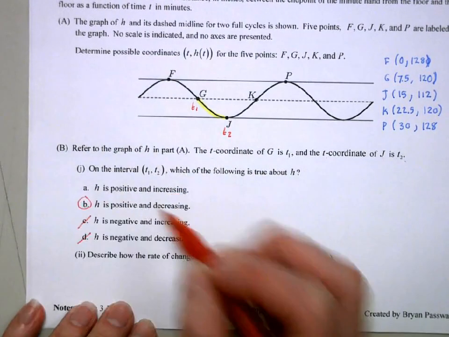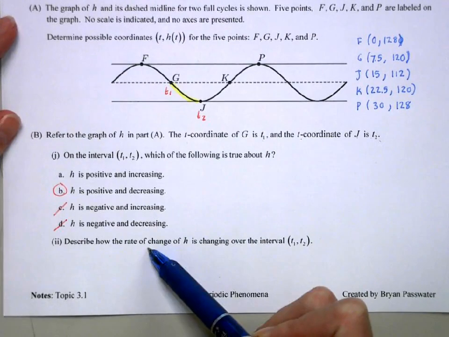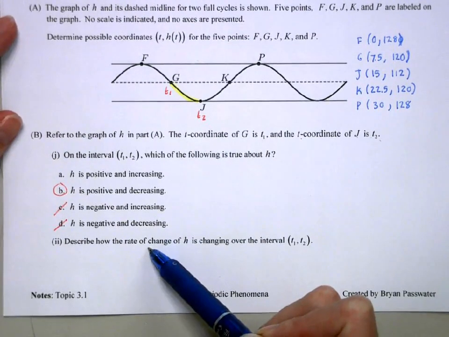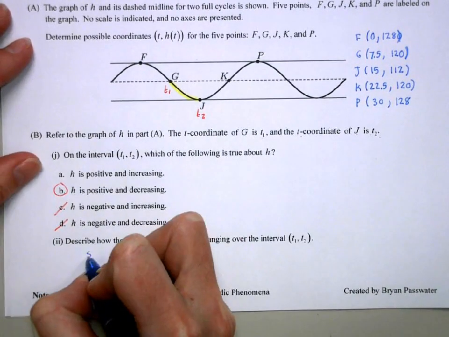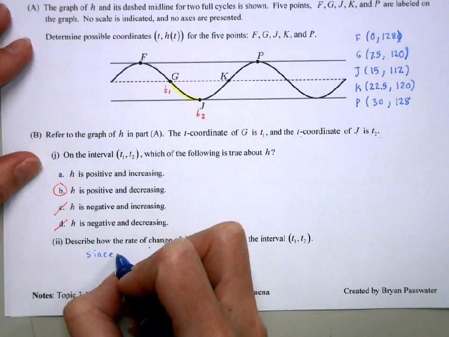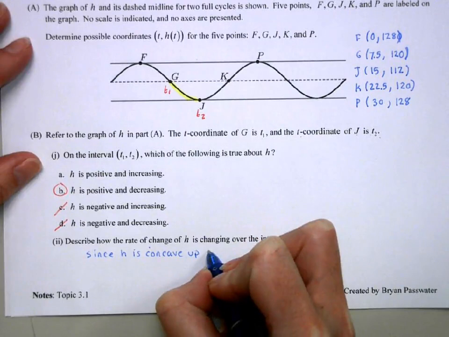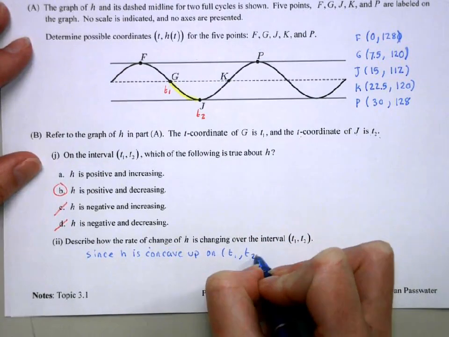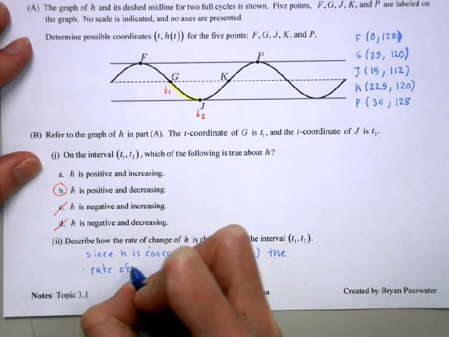And then last, describe how the rate of change of H is changing over t1 and t2. So rate of change, we're looking at the concavity. If the graph is concave up, the rate of change is increasing. If the graph is concave down, the rate of change is decreasing. Our graph is concave up on our interval, the rate of change is increasing.